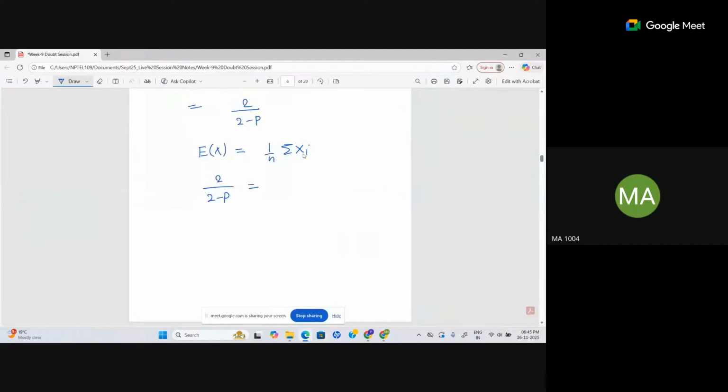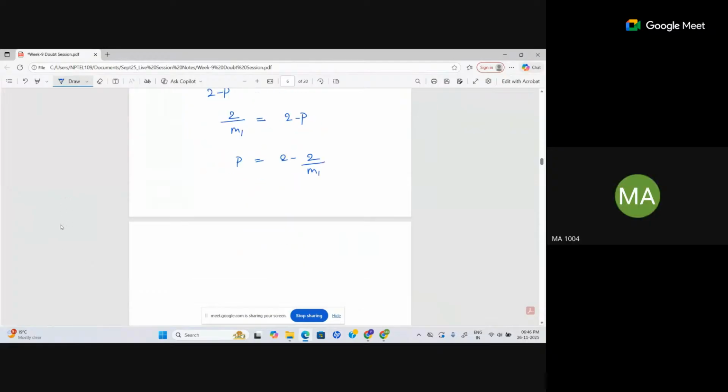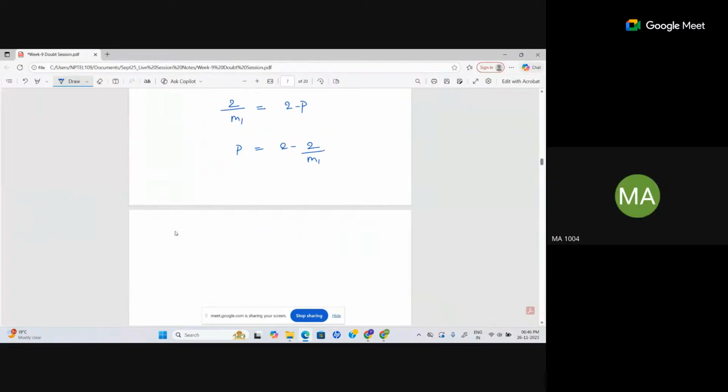For ease of calculation, I will let it be m1. Now from here we have to find the value of p. So this is 2 upon m1 equals 2 minus p. So from here p will be equal to 2 minus 2 divided by m1. Yes or no? Yes, ma'am. Now you can just put the value of m1.